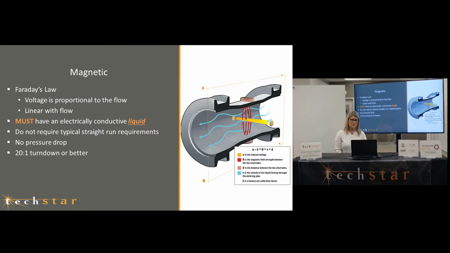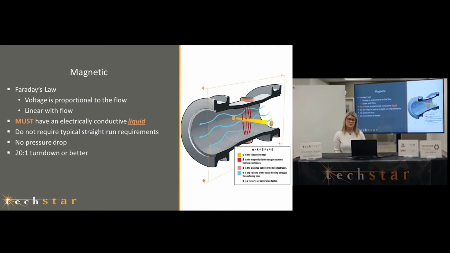These are nice because they don't require a typical straight run. So, for example, with a turbine meter or a vortex meter, you're going to try to have 10 diameters upstream and 5 diameters downstream straight run for those measurements. With a mag meter, it's typically half of that. So if you have an application where you may not be able to have the full 10 and 5 and you have a conductive fluid, then a mag meter might just be the perfect meter for you.